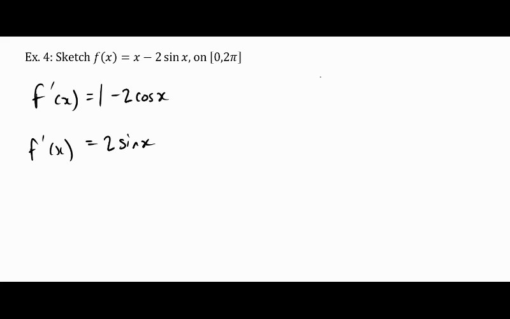All right, so here's what I'm going to do now. I'm going to find the y-intercept. How do I find a y-intercept? That just occurs when x is 0. So 0 minus 2 times the sine of 0. And what is that? Zero.